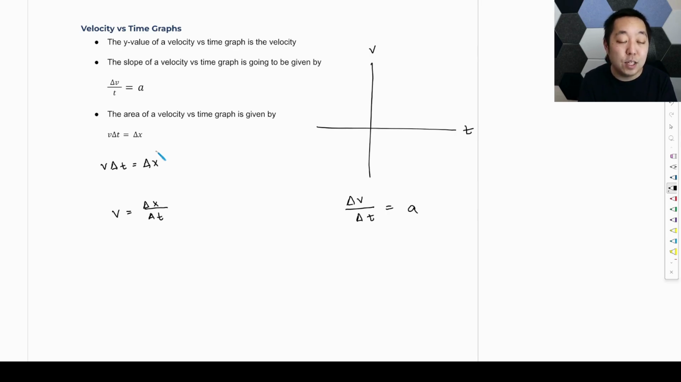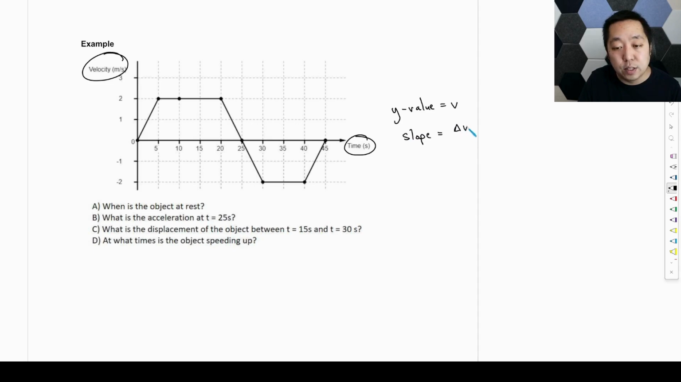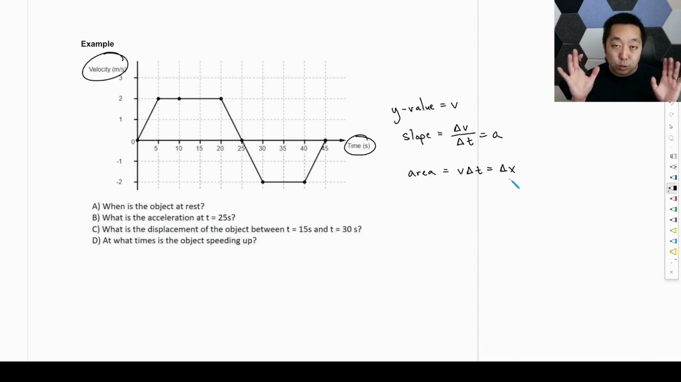And the y value is the velocity, so you can ask all kinds of nuanced questions about the velocity versus time graph, and you want to be able to translate the information in the question about the graph into those kinematic variables. So let's go through it. We have a velocity versus time graph, and let's re-emphasize that the y value is the velocity, the slope is the change in the y variable over the change in the x variable, that's the acceleration, and the area is the y variable times the change in the x variable, and that is the displacement. Okay, so those are three things we're keeping in mind.